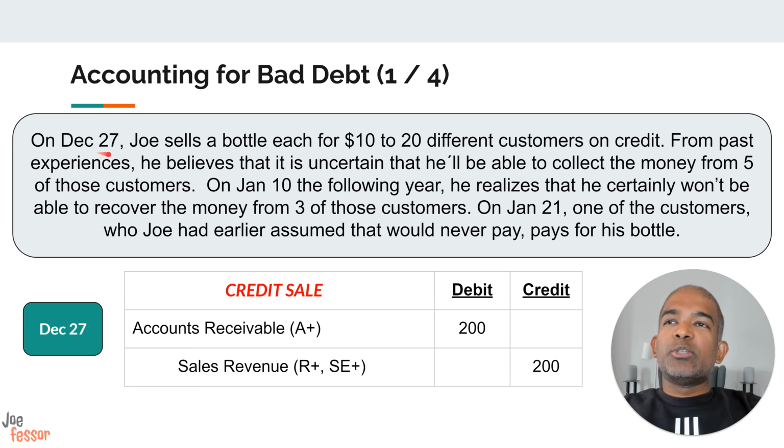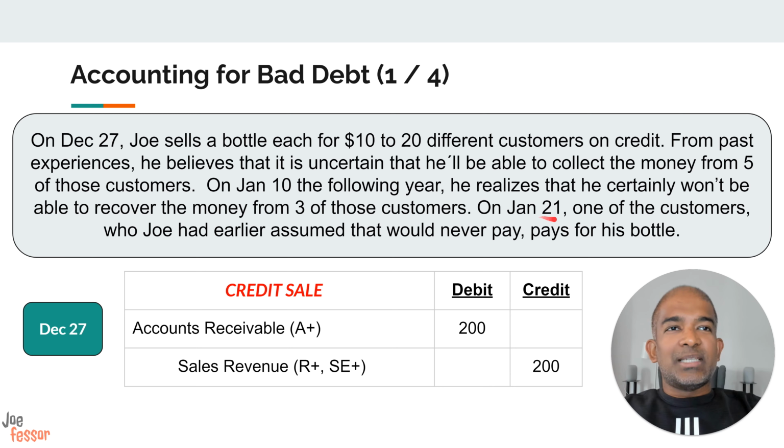On the 27th of December, Joe sells a bottle each for $10 to 20 different customers on credit. From past experiences, he believes that it is uncertain that he'll be able to collect the money from 5 of those customers. On the 10th of January, the following year, he realizes that he certainly won't be able to collect the money from 3 of those customers.